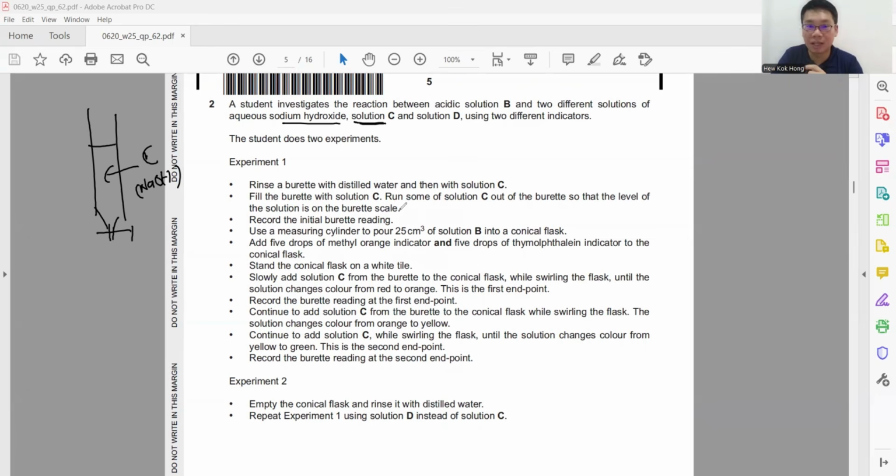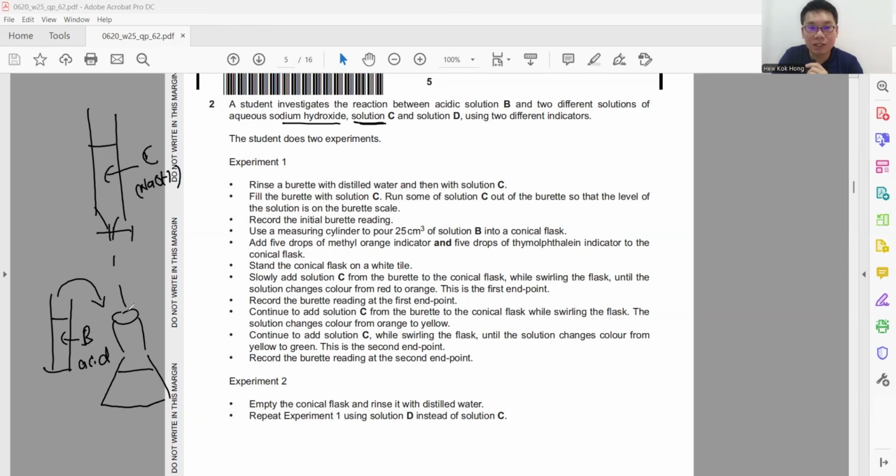Run some solution C out of the burette so that the level of the solution is on the burette scale. Record the initial burette reading and then use a measuring cylinder to pour 25 cm³ of solution B, which is acid. Add 5 drops of methyl orange and 5 drops of thymolphthalein indicator to the conical flask. Stand the conical flask on a white tile.